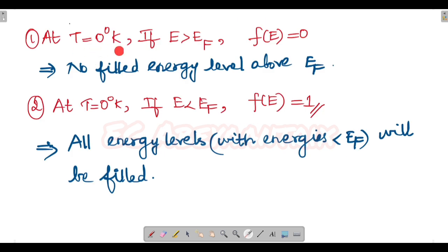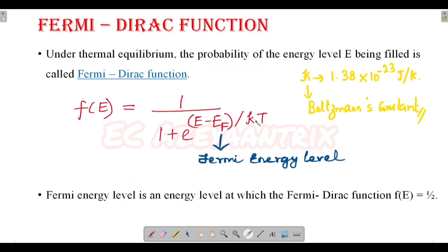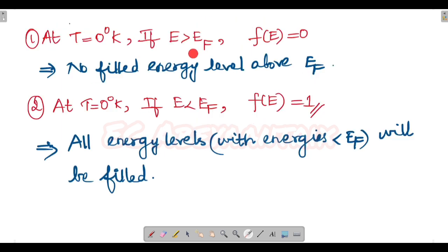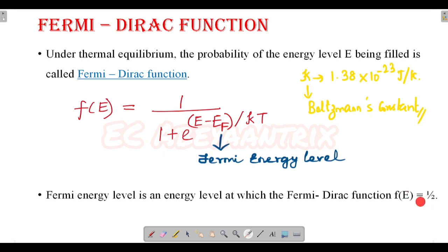We are mentioning the temperature also, so keep that point in mind. At temperature 0, the denominator term is obviously 0. When E is greater than EF, not equal, because if it is equal, then the probability will be 1 by 2.